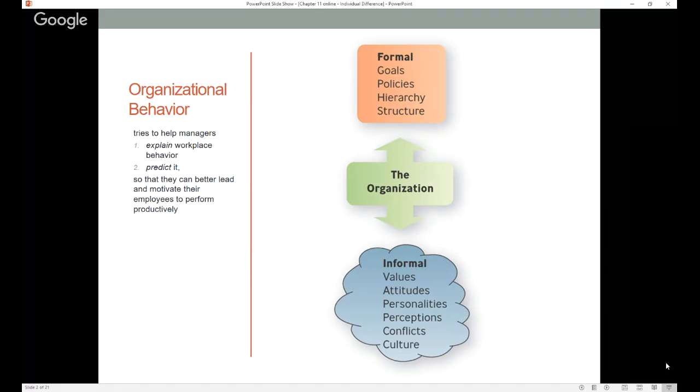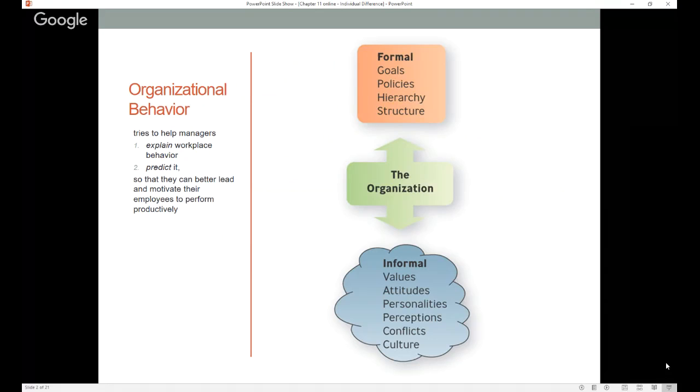But on top of that, it wants to go beyond that. Just explaining behavior is not enough. We want to be able to predict it. If I make this policy decision, how will my employees react? If I use this new incentive program, how will my employees behave? So it's really connected to both explaining behavior and predicting it on two levels, individual and group level.